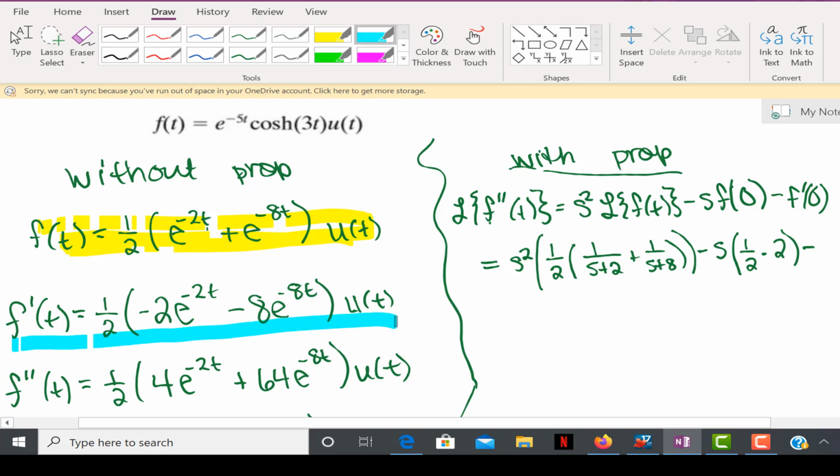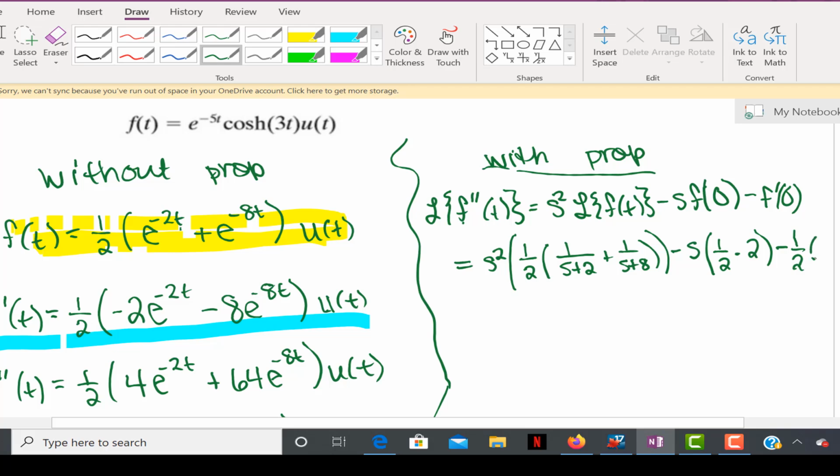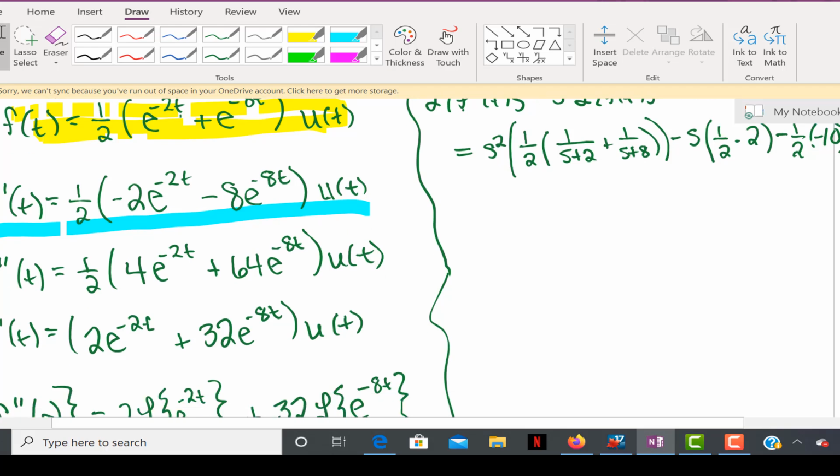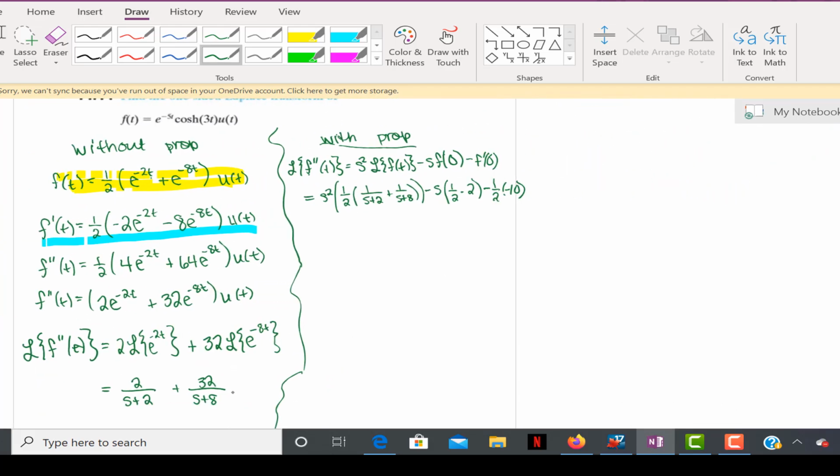Well, here's f prime, and so I just want to plug in t equals 0, so that 1/2 stays out in front, and then I'd have -2 e to the 0 is 1 minus 8 e to the 0 is 1, so -2 minus 8 would be -10. And then the unit step function is just 1. Okay, so I want to simplify this. Hopefully we can get it to look like what we did when we didn't use the property.